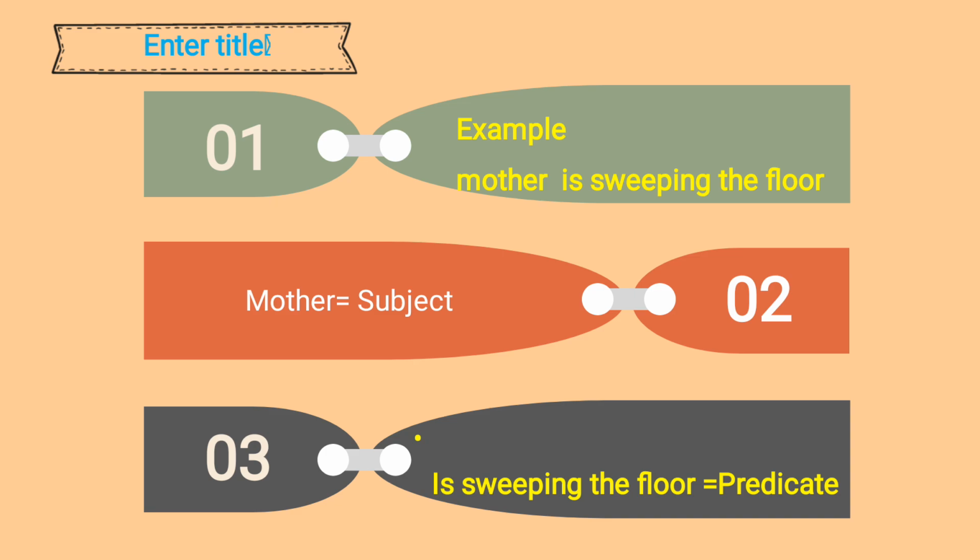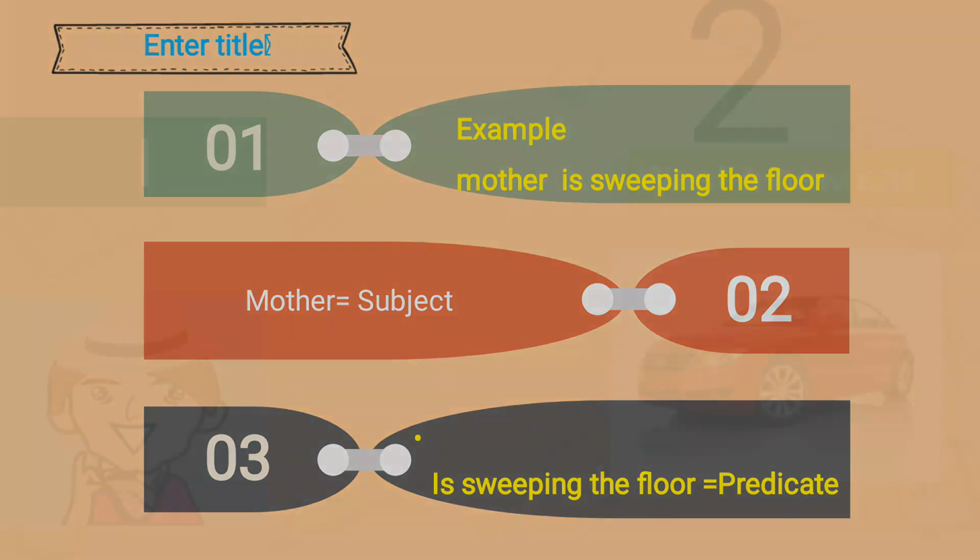Again, we'll understand with the help of few more examples. Step 1. Mother is sweeping the floor. The subject is mother. What is mother doing? Mother is a doer of the action. Mother is also a noun. So hence mother becomes a subject. Is sweeping the floor is the rest of the part of the sentence. So it's a predicate.